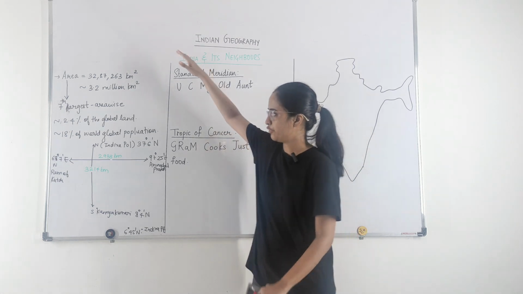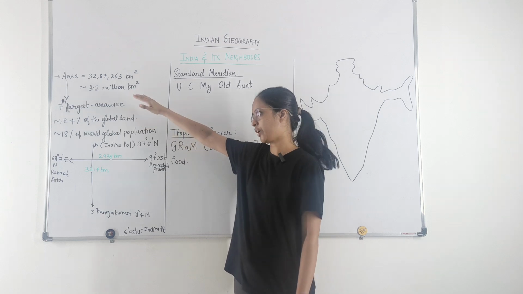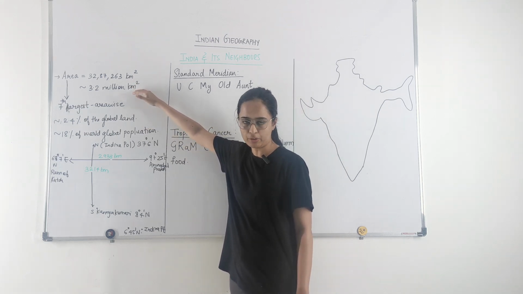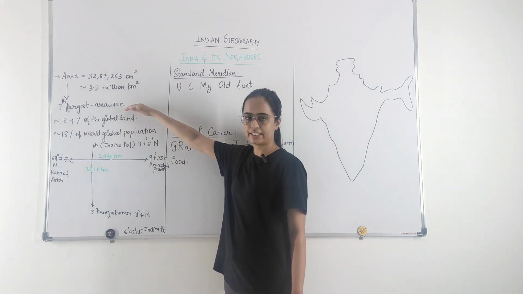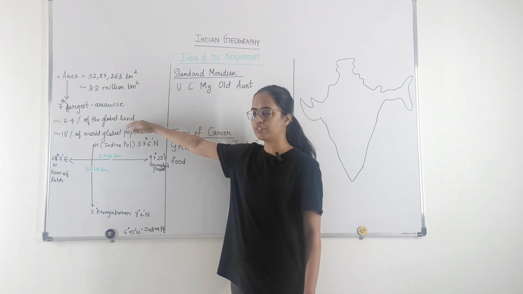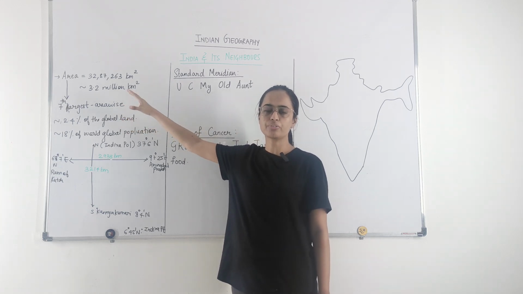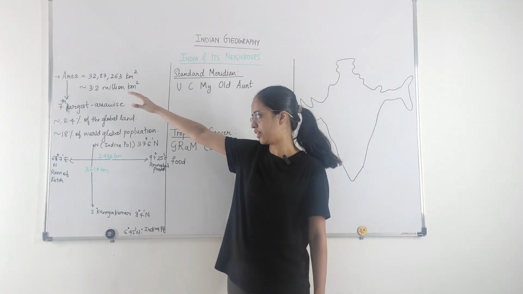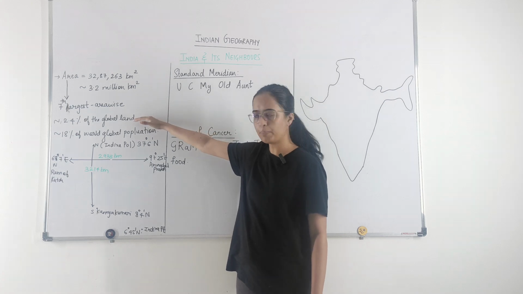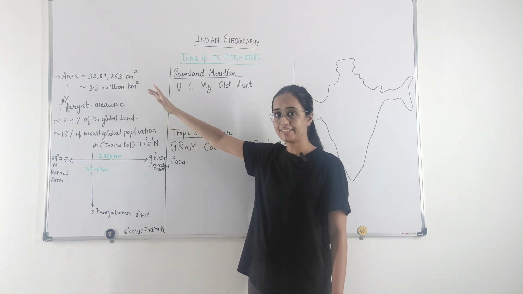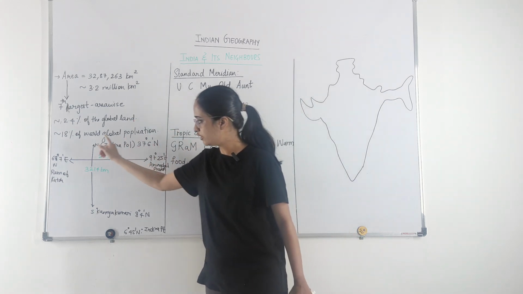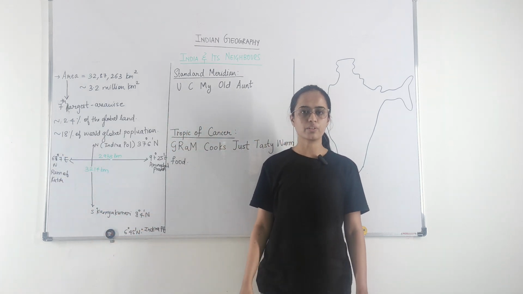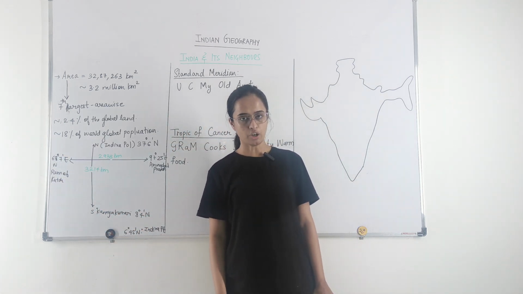So here in the first part, we have studied how much exactly is the area of India's mainland. Area wise, India is 7th largest. And then we saw that 2.4% of the global land is something that India covers. We saw its global population, we saw its comparison with global population, and then we understood the positioning of India with respect to the latitudes and the longitudes.